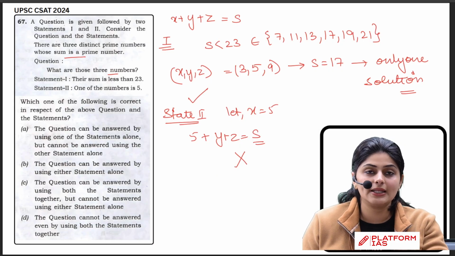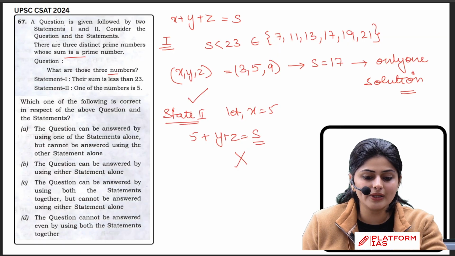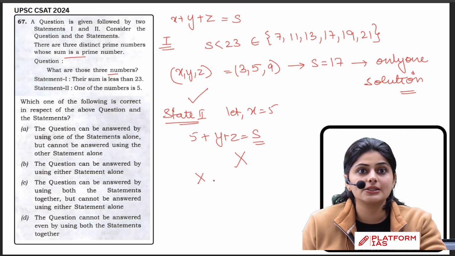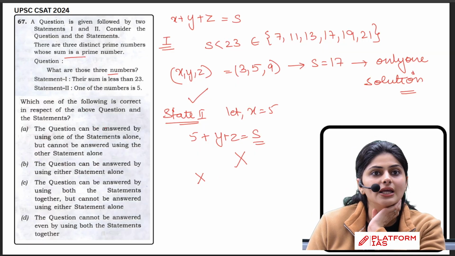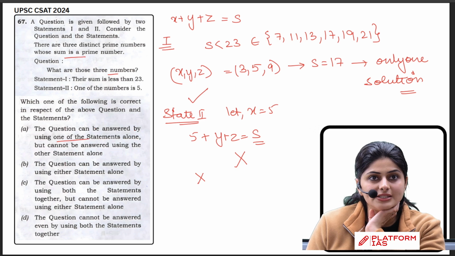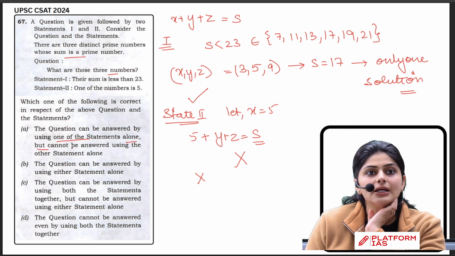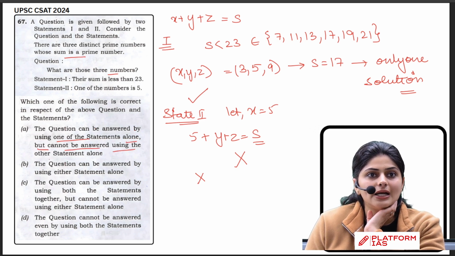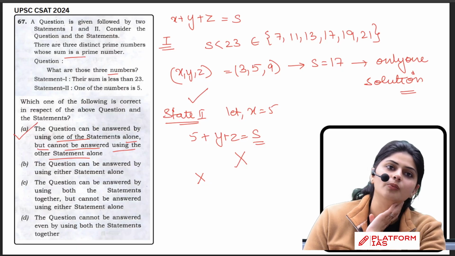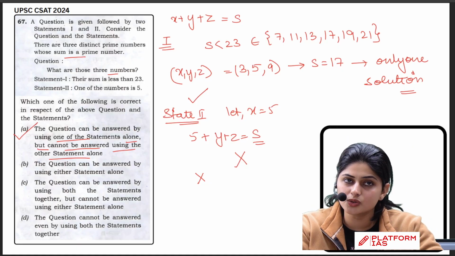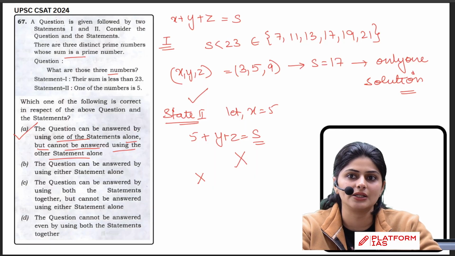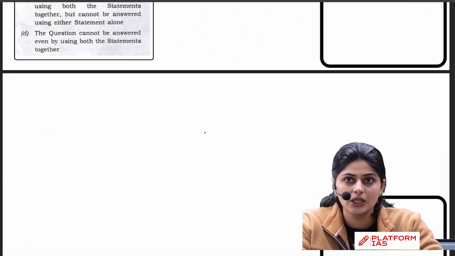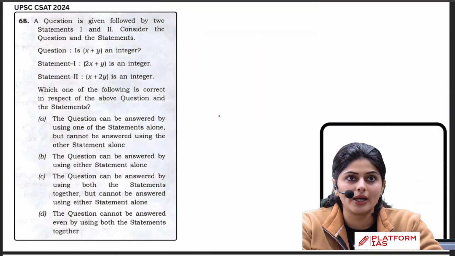So we can say that this question cannot be answered using statement 2 alone, but can be answered using statement 1 alone. Now we'll read the options. The question can be answered by using one of the statements alone, but cannot be answered using the other statement alone. So answer will be option number A. We are able to solve it using statement 1, but not using statement 2. Okay, now moving to the next one.